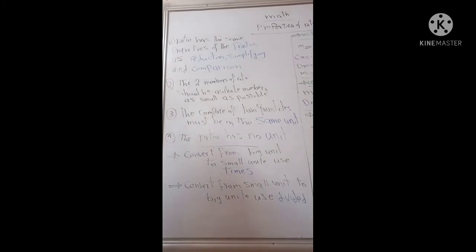Today we will study the second lesson from our mathematical lessons, which is the properties of ratio. In the last lesson we studied what the meaning of ratio is, and you told me that ratio is a comparison between two numbers or two quantities by division. Today we will study the properties of ratio.